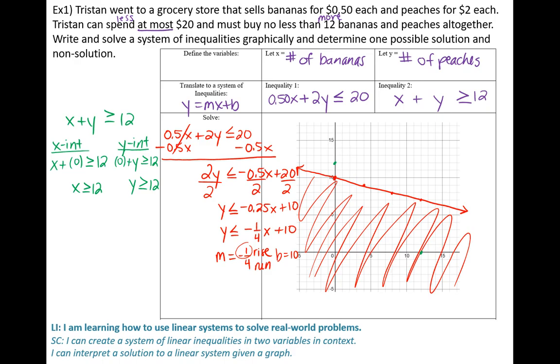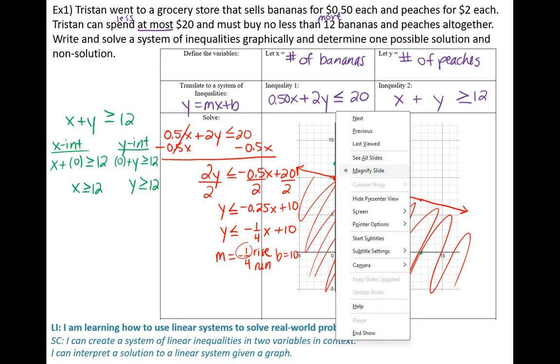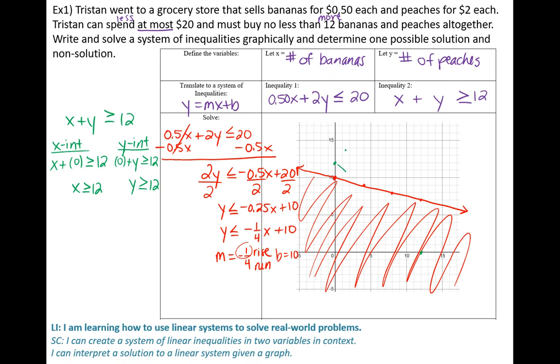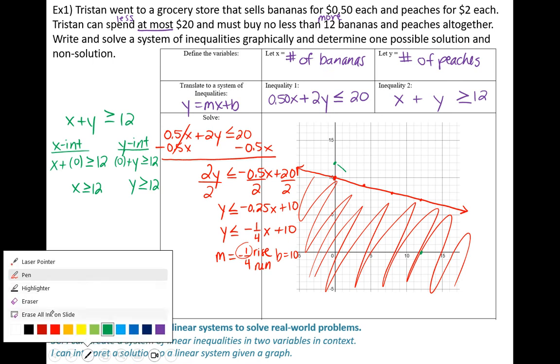I have to make a decision once again about what kind of line I'm going to draw to connect these points. As I look at this, my inequality is greater than or equal to. Since it has the equal to, I'm going to connect with a nice solid line, and I'm going to do my best to do that. We'll see how that goes.